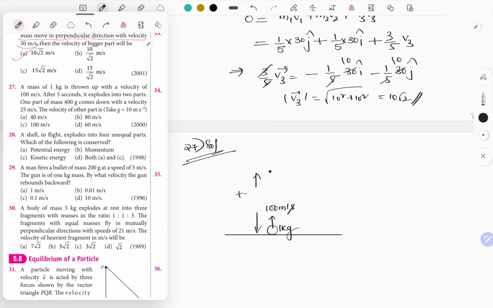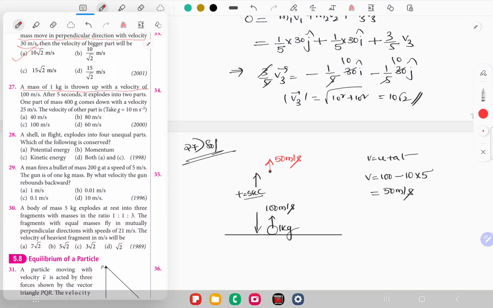So it took 5 seconds. So v is equal to u plus at. So final velocity is equal to 100 minus acceleration due to gravity, 10, into 5. So you are going to get 50 meter per second as the velocity at the time of explosion. We have to consider this as the initial velocity for initial momentum, which is equal to 50 meter per second.